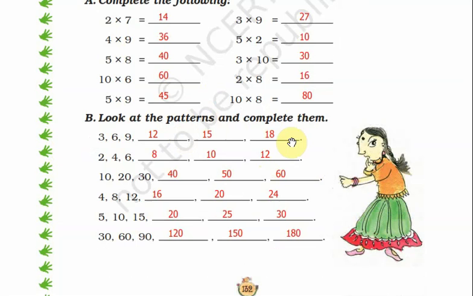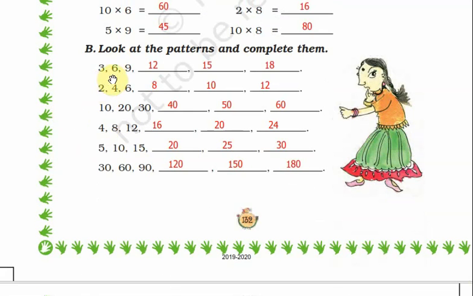Now look at the pattern and complete them. Here some patterns are given. You have to look at the pattern and complete it. Okay. First one, see. 3 6 9. From this pattern, what have you understood? Anything came to your mind?